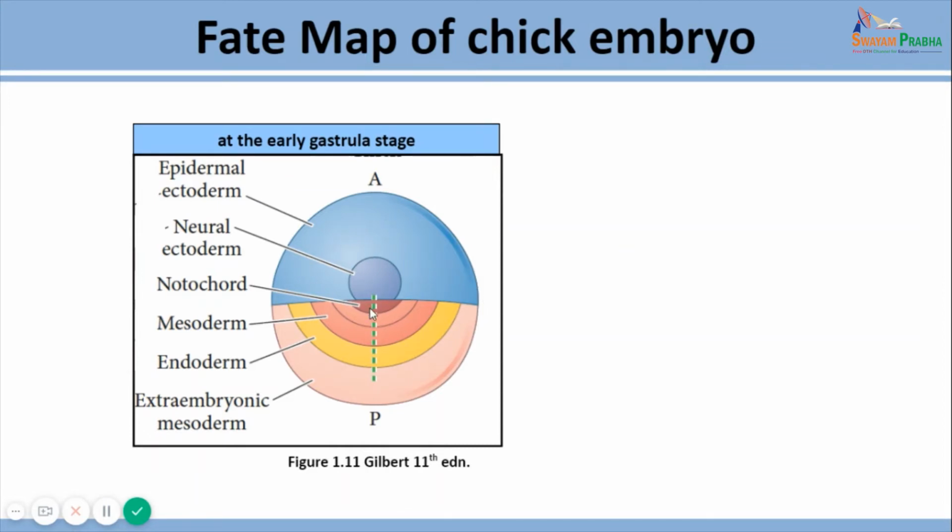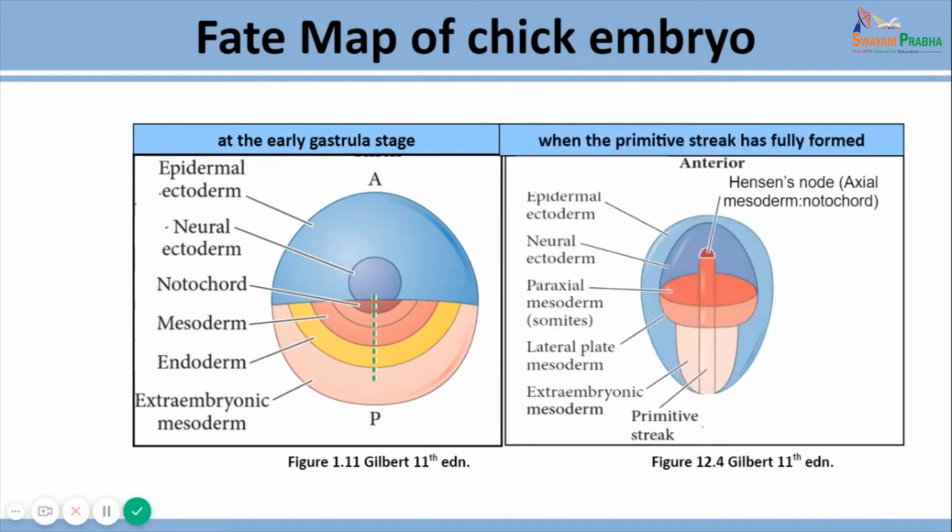Now, posterior to the notochord in the median plane of the embryo lies the presumptive endoderm, which is shown yellow here. The part of the endoderm which is closer to the notochord forms the embryo proper and gives rise to the gut region of the embryo. However, later when the primitive streak, that is shown here, has fully formed in the growing chick embryo, the three germ layers can be more clearly mapped.